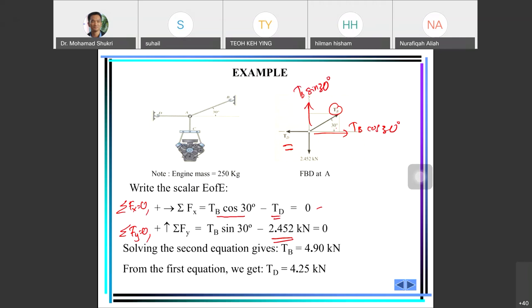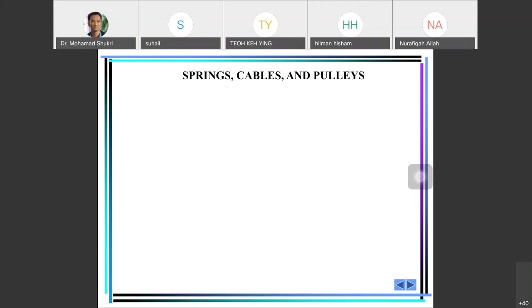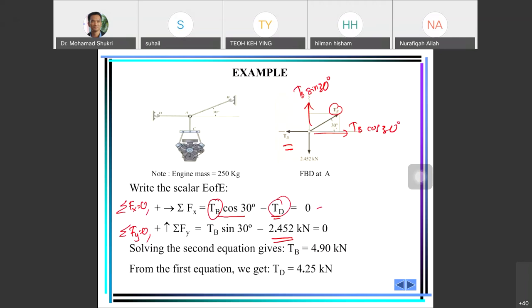Then we solve the equations. You have two unknowns, so you can solve using simultaneous equations. You get the answers: TB here is 4.9 kilonewton, and TD is 4.25 kilonewton.